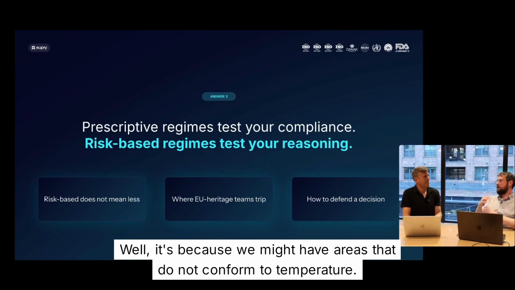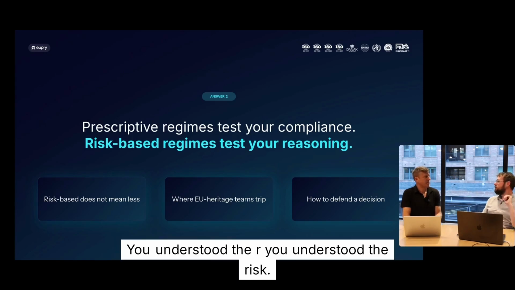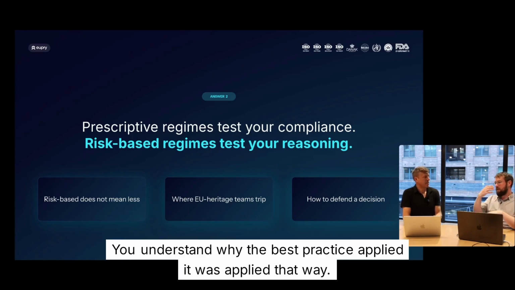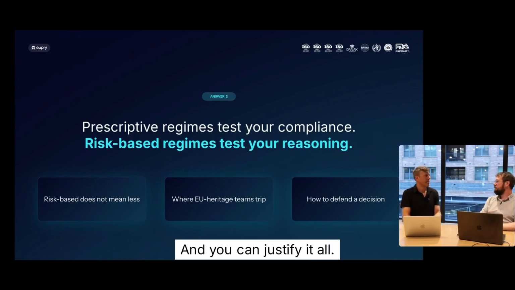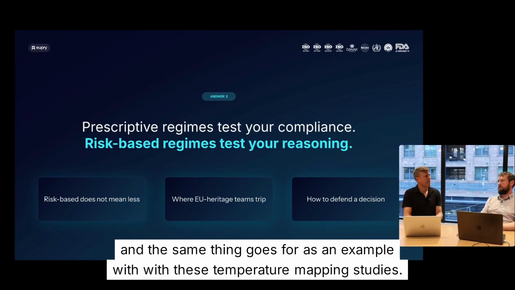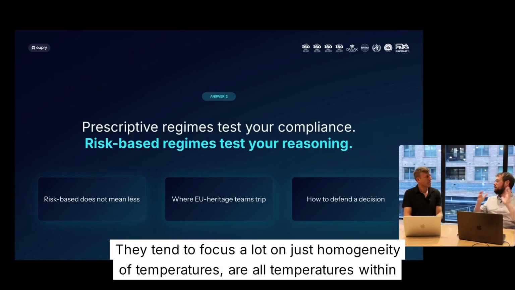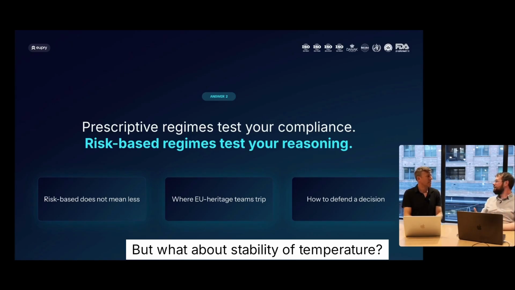Yeah. Well, it's because we might have areas that do not conform to temperature. Great. You understood the risk. You understand why the best practice was applied that way, and you can justify it all. And the same thing goes, as an example, for temperature mapping studies. They tend to focus a lot on just homogeneity of temperatures. Are all temperatures within range? But what about stability of temperature?